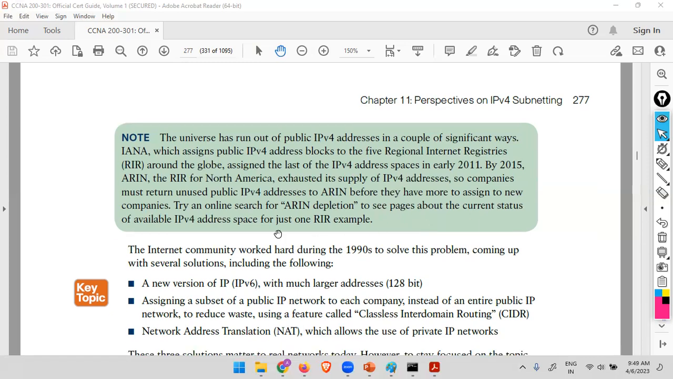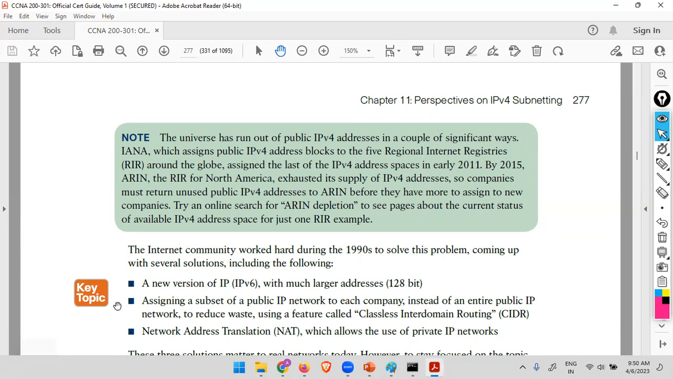The internet community worked hard during the 1990s to solve this problem, coming up with several solutions, including IPv6, CIDR, and NAT. And with NAT only, we have the use of private IP addresses. So all these three concepts we are going to discuss one by one. Tomorrow, what we'll be discussing is subnetting or CIDR.